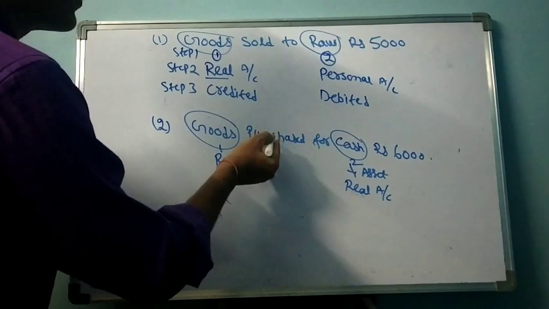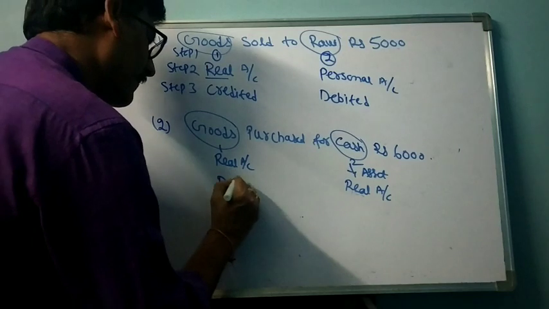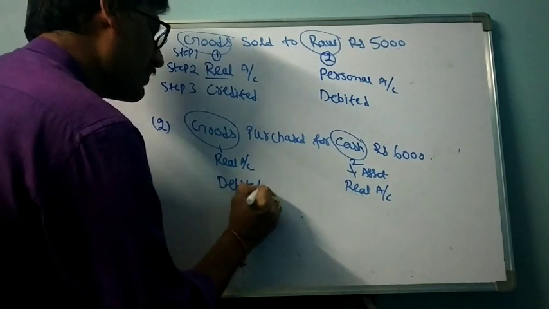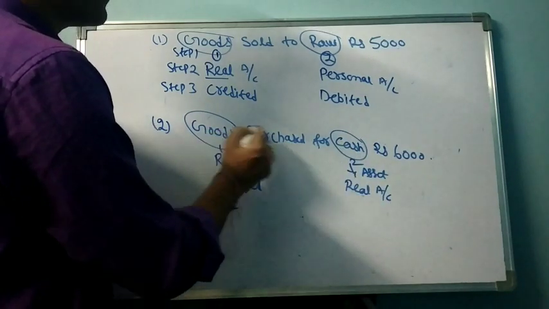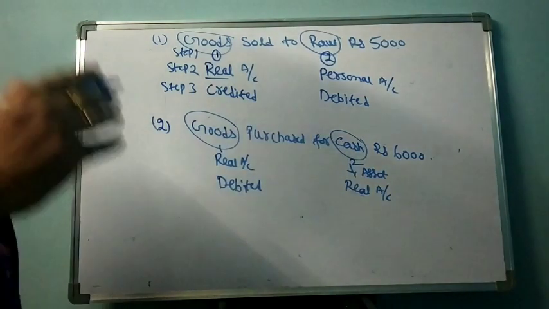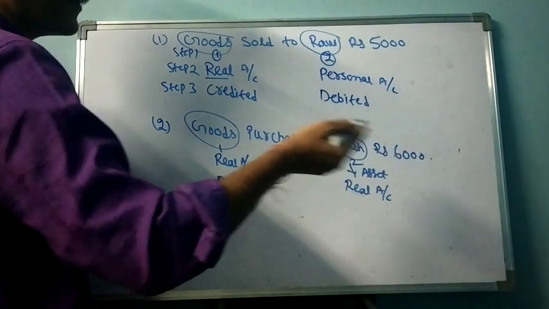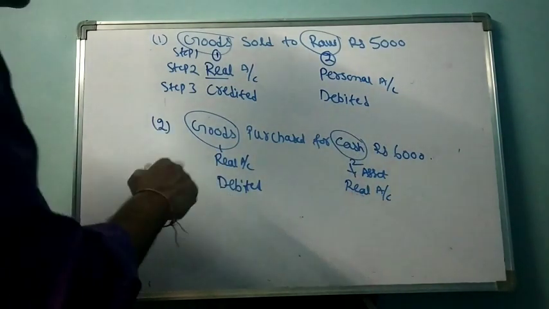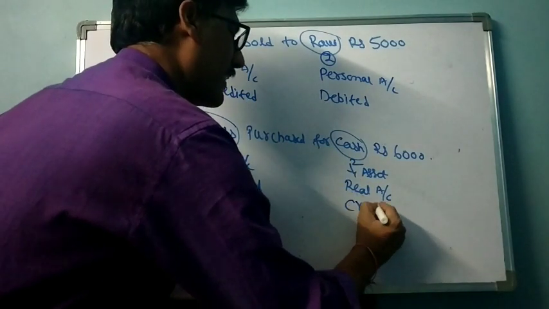So when you purchase goods, goods are coming into the business. So goods should be debited. When goods are coming into the business, we should make payment because goods are purchased for cash. So debit what comes in, credit what goes out. When goods are purchased, goods are coming into the business, and in turn what is going out? Cash is going out. So cash should be credited.